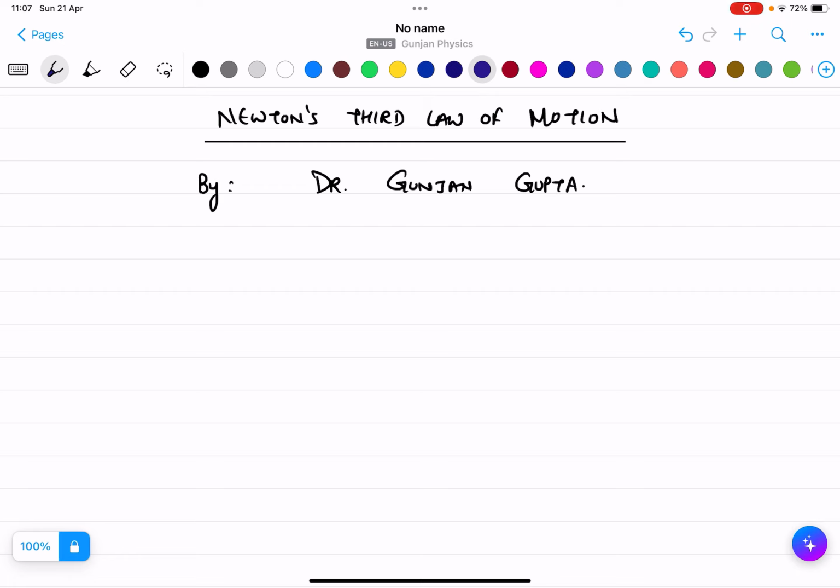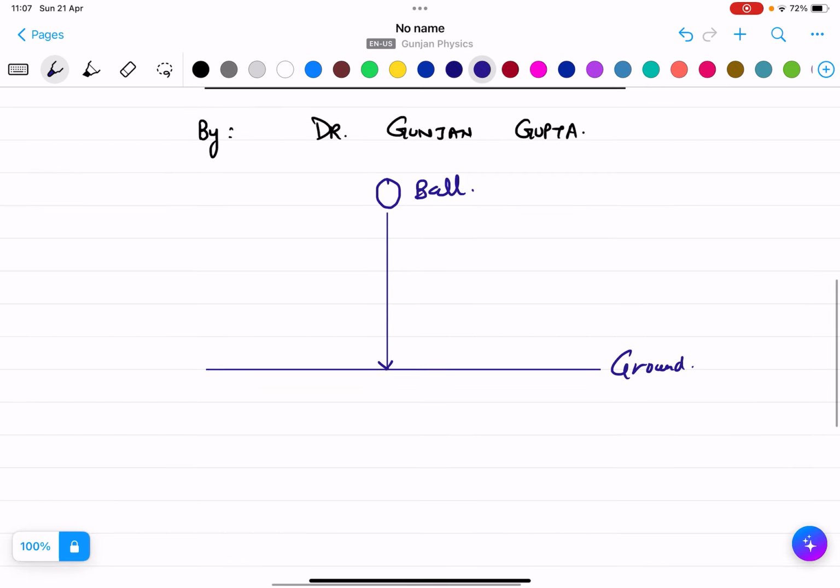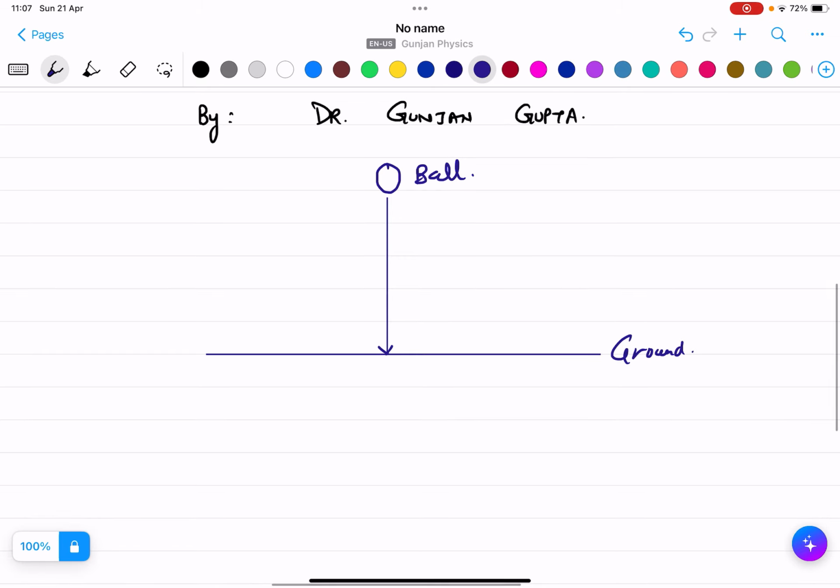Suppose there is a ground here, right? And there is a ball. Now, I am throwing this ball downwards. So, what will happen? The ball will hit the ground, and then it will take a tip, and then again it will stop, right? So what is happening now? Basically, I'm just throwing the ball down, right?